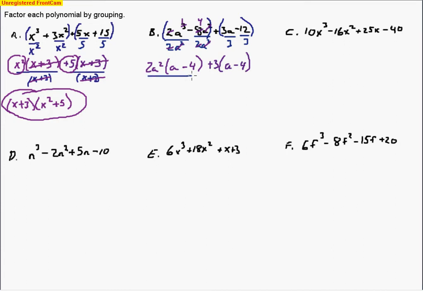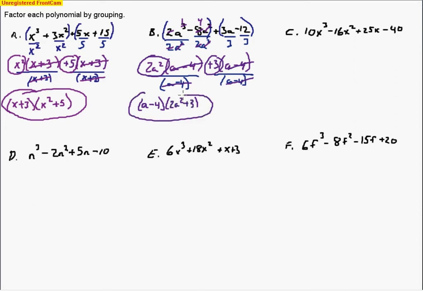So now we're ready to factor. Now we've got a common binomial that we can take out. We can take out that a minus 4. And so that goes on the outside of a parenthesis. So put that a minus 4 outside, and we see what's left over. Whatever we get when we cancel the other a minus 4's out, whatever's left over is what we put inside the parenthesis: a 2a squared and a positive 3.